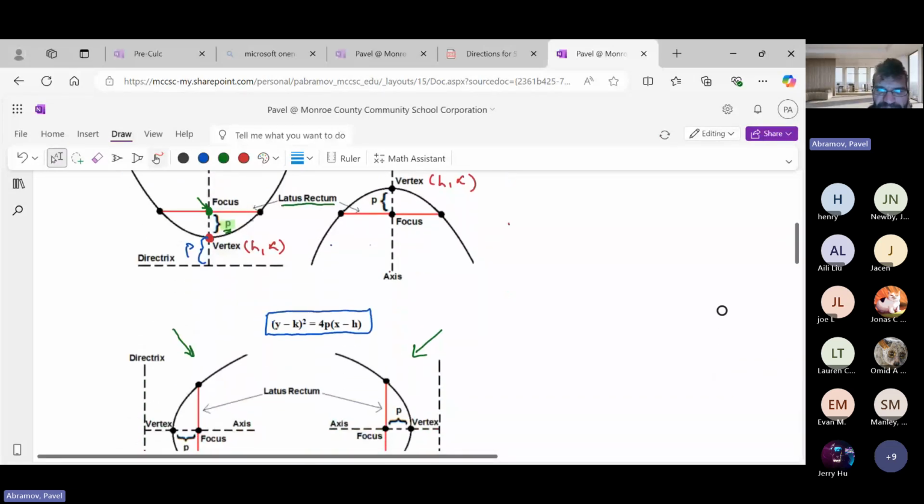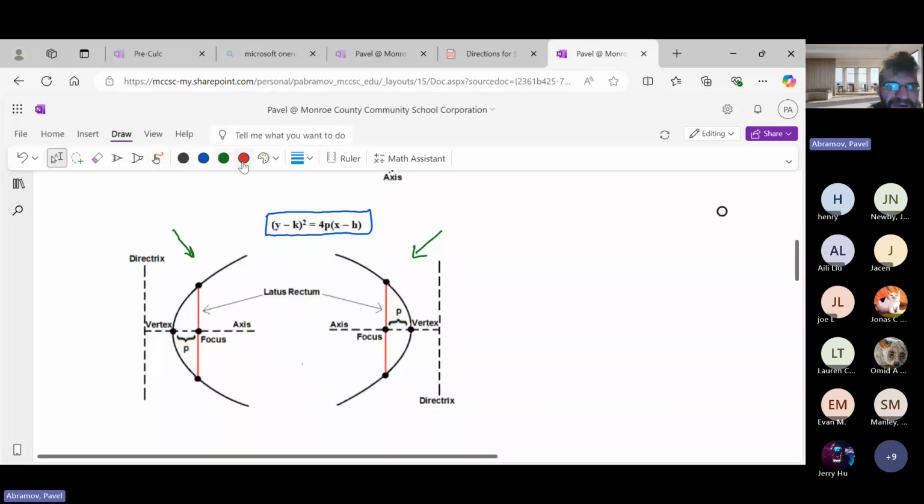So let's look at this one. So we still have the vertex, and the vertex still has coordinates h and k, on both versions. We still have the directrix. Now notice though, the directrix in this case is going to be a vertical line. We still have the focus, and the distance from the vertex to the focus is still the number p. And once again, it's the same distance from the vertex to the directrix. This distance is also p right here.